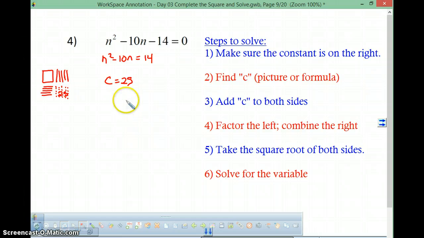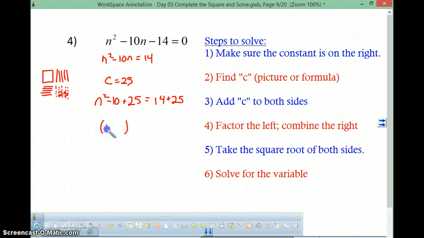So what do we do with C? We're going to add it to both sides. That's going to help us turn n squared minus 10n into a perfect square trinomial. But if we add it on one side, we also have to add it on the other.